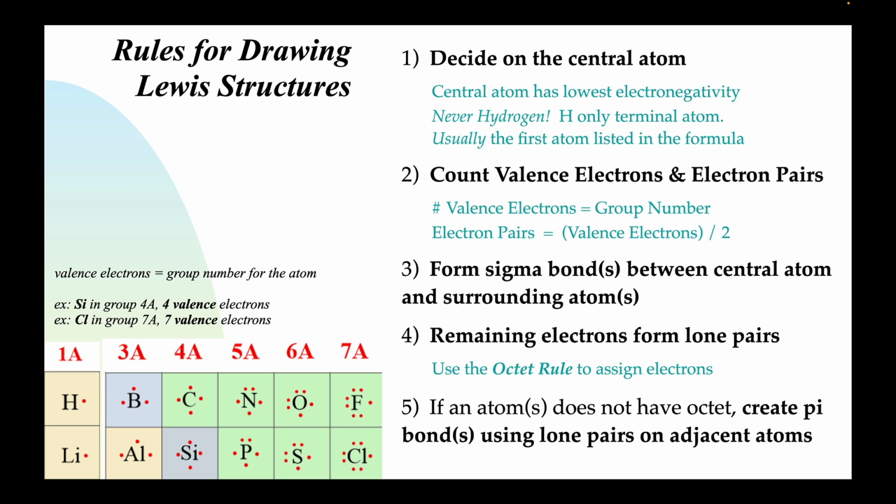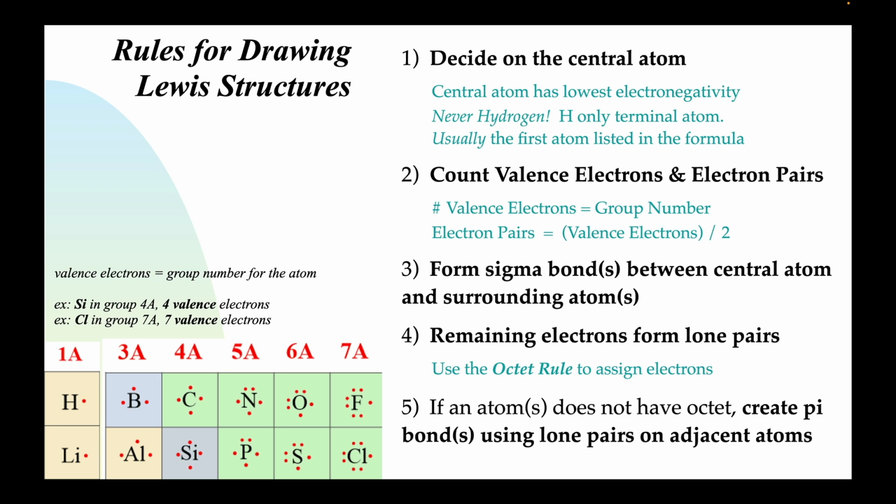So you want to count up all the valence electrons and then divide that number by 2 to find the electron pairs. We're going to be making pairs in our molecules to make bonds with other atoms, and sometimes the lone pairs will be on the atom by itself. We'll see this here in a little bit.